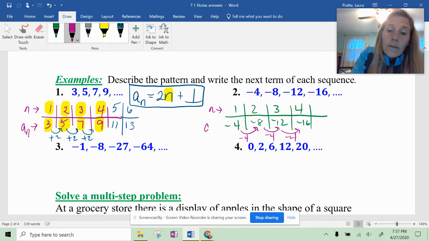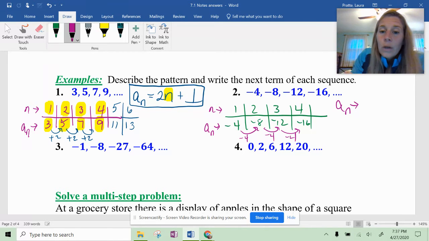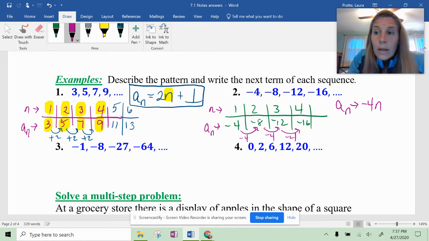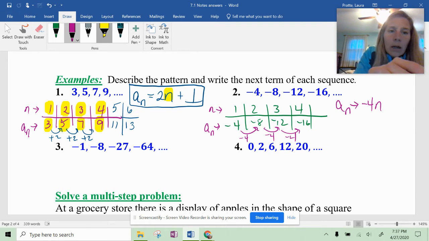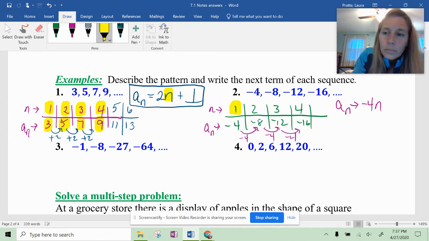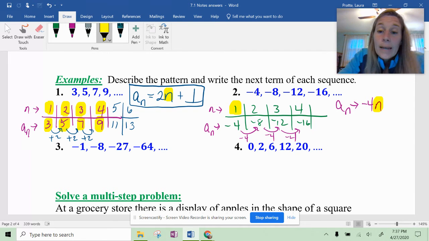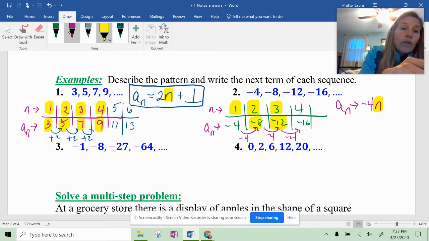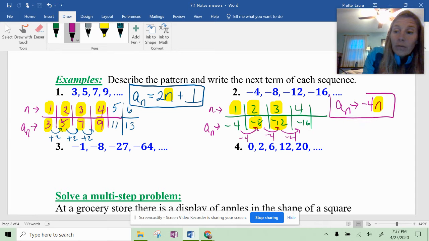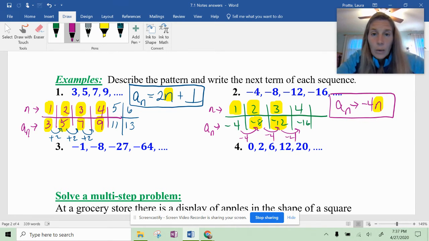So if I'm writing my rule, how do I get these a sub n's? What do I have to do to my n value? Well, we know it's going to have to be multiplied by a negative 4. And then is anything going to be added or subtracted there? So if I take this 1 and I multiply it by negative 4, I get negative 4. So far that looks good, right? Let's check it for the next one. What about a 2? Negative 4 times 2, that's negative 8. 3, negative 4 times 3, that's negative 12, and so on. So for this one, that's all I have to do for my rule. I don't have to add or subtract anything to make it work.